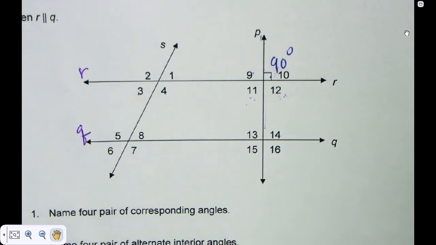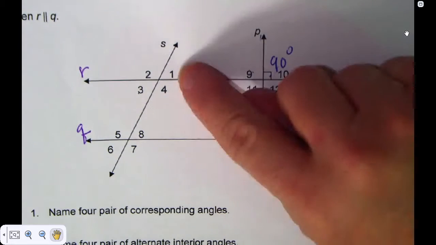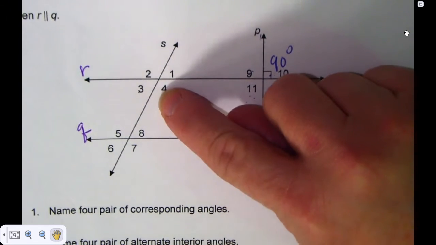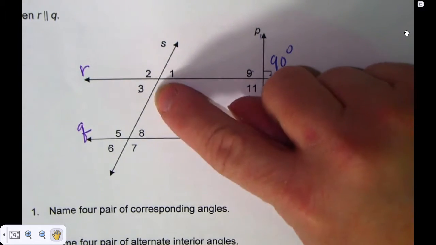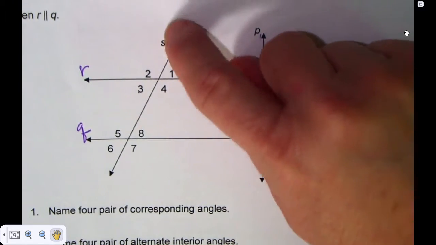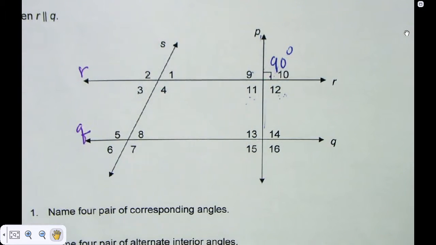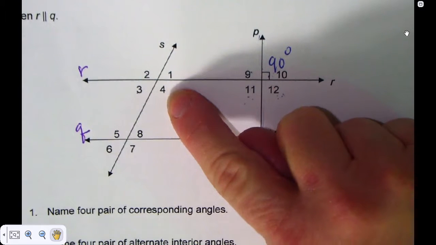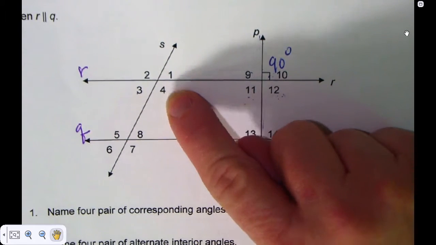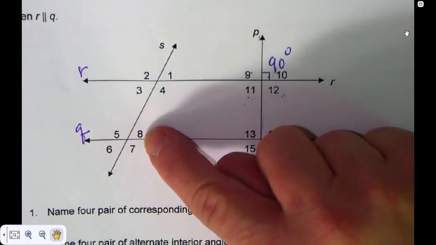What about 1 and 4? Aren't they supplementary? Why? Well, they're supplementary, but they form a straight line right there, don't they? They're adjacent angles that form a straight line. Very good. Okay, if 4 is 130, that's going to be 130. What does 8 have to be? Why?